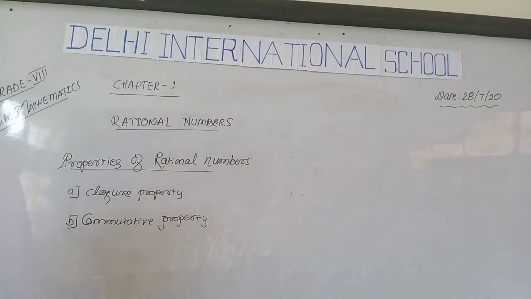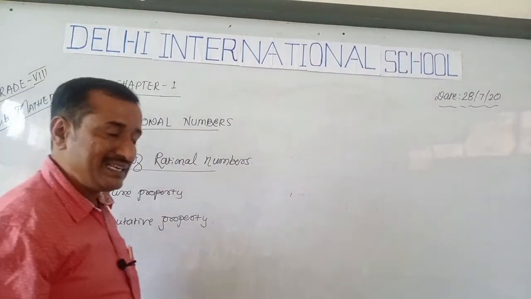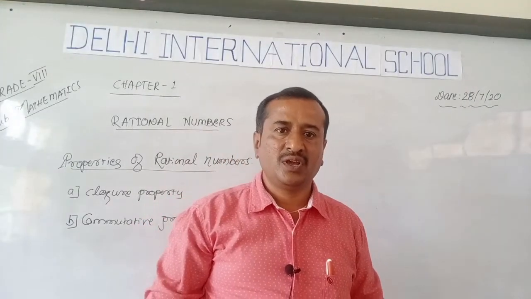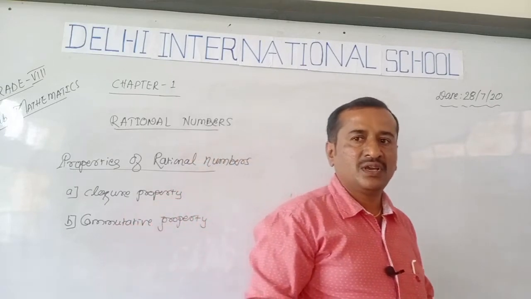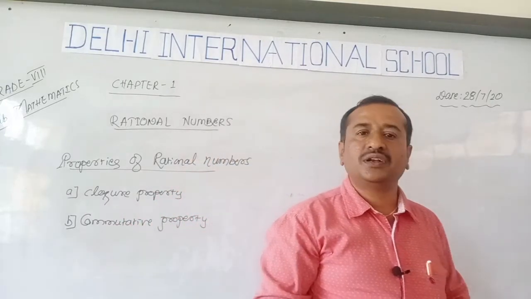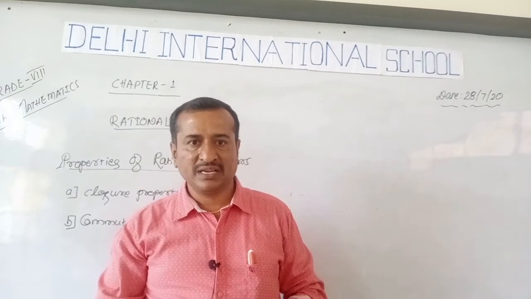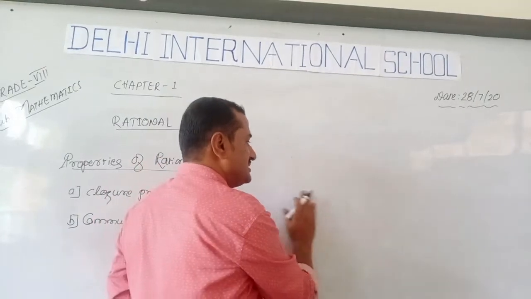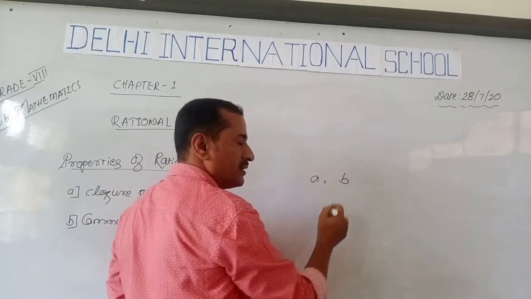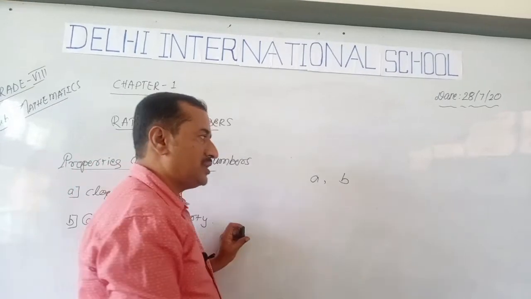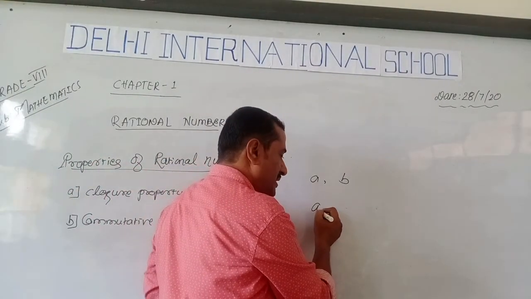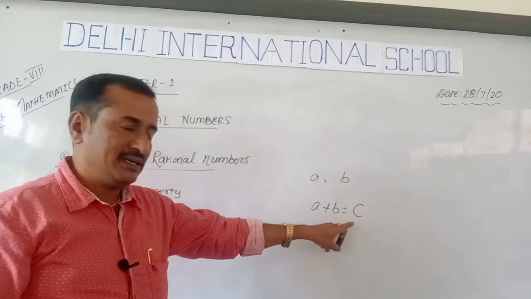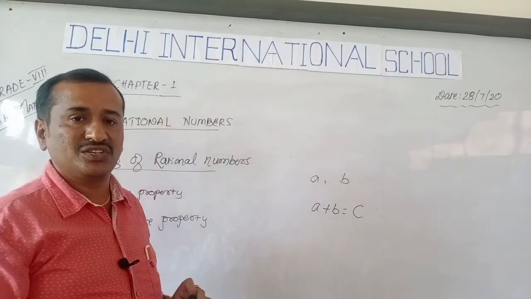Now, what are the basic properties you learned in your class? That is closure property, commutative property, associative property, distributive property. Right? What is closure property? For any two numbers, let them be a and b, addition is closed. Means a plus b is equal to some number c, so that belongs to your rational numbers.